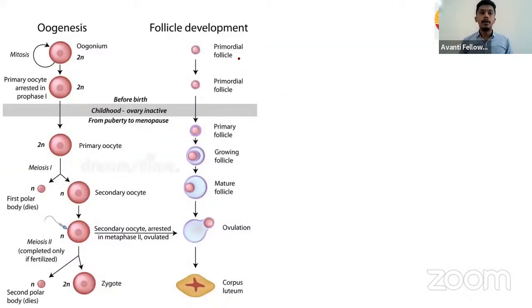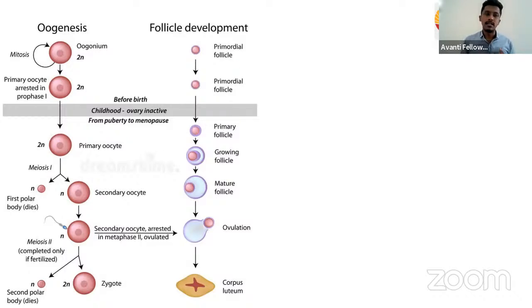Okay, so coming to oogenesis, some of the important things that we have to remember are here. What happens is there are some cells during the fetal development, and these cells are almost like stem cells, for your understanding.